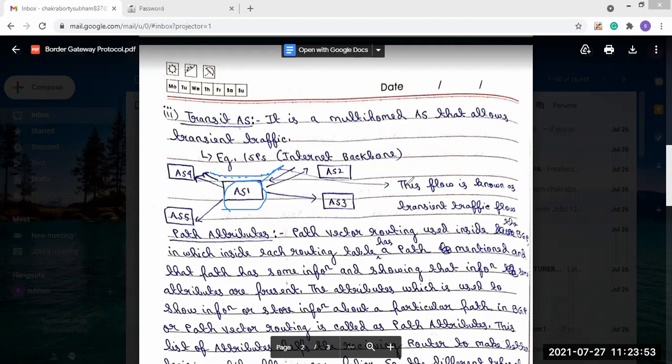So here it is going beyond. In the stub autonomous system and multi-homed autonomous system, we have seen that there is no option for the data to go beyond. But here the data is going beyond it. So this is the transit autonomous system. So these are the three types of autonomous system present.